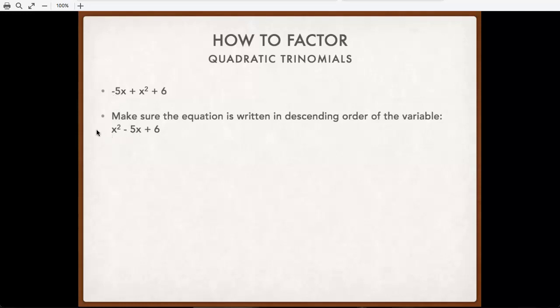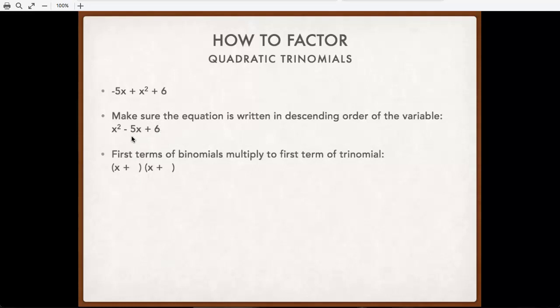Now we can do what we were doing before, where the first terms of the binomials will give us the first term of the trinomial as their product, so x times x. Now to find the second terms there. We need two numbers that multiply together to give us 6 and add together to give us negative 5. Now if they're multiplying together to give us positive 6, we either need two negatives or two positives. And we see that they add together to get negative 5.